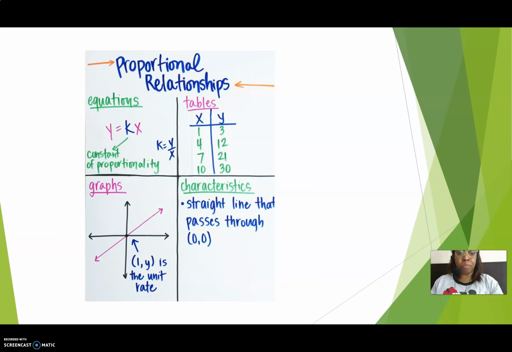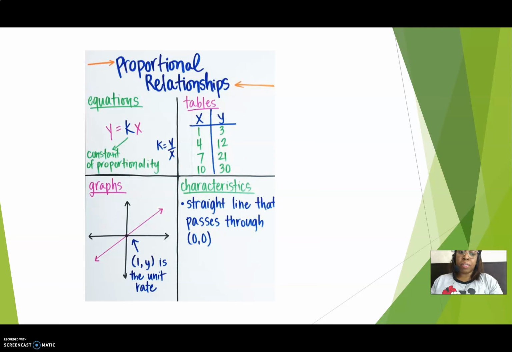What I want you to focus on is the k, because your k is representing your constant of proportionality. So your k means that for every way your x value increases or decreases by something, your y value will also have that same increase or decrease. So to figure out k, you can always divide your y by your x.